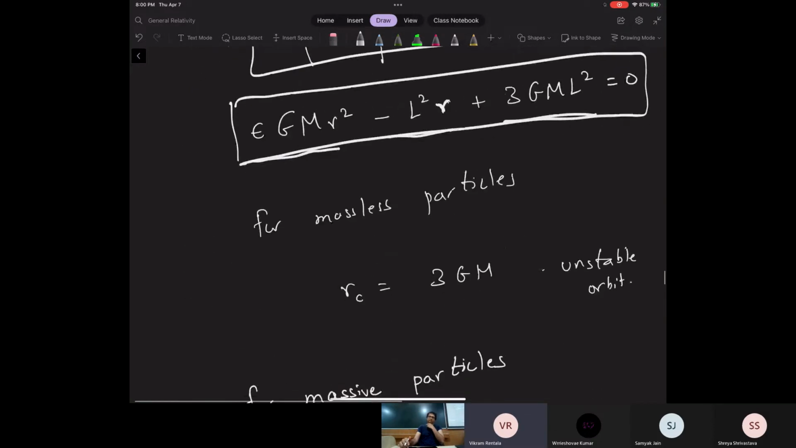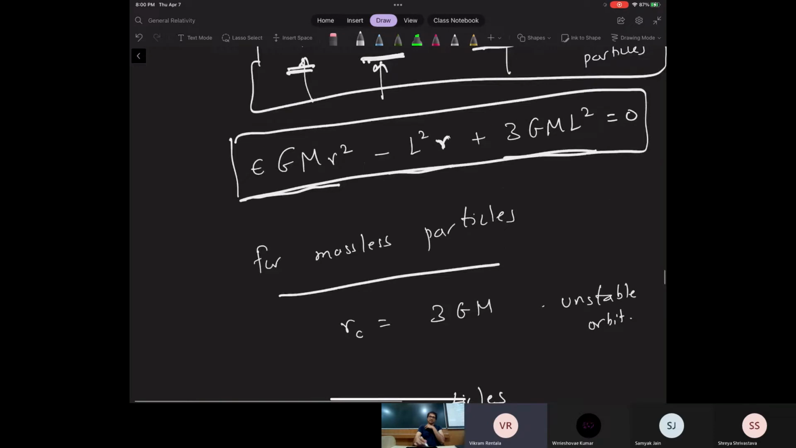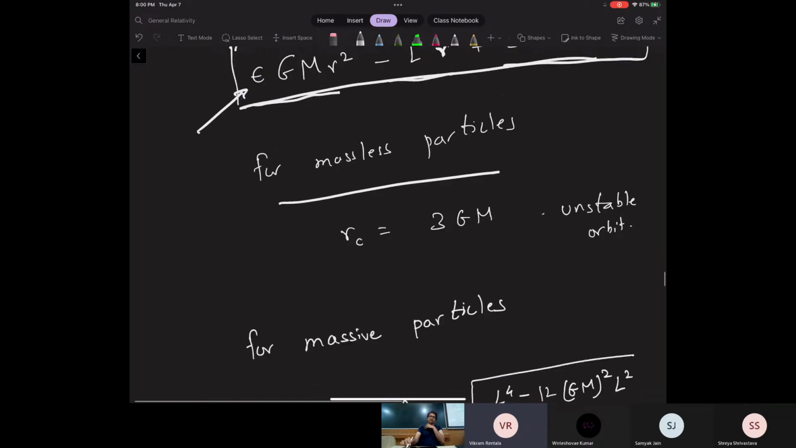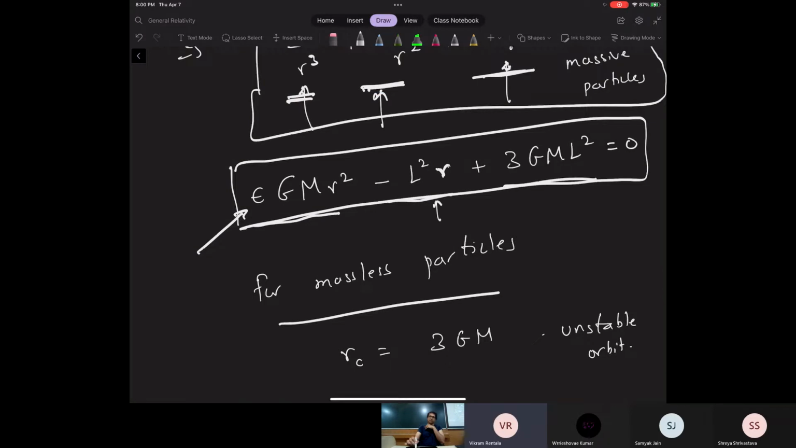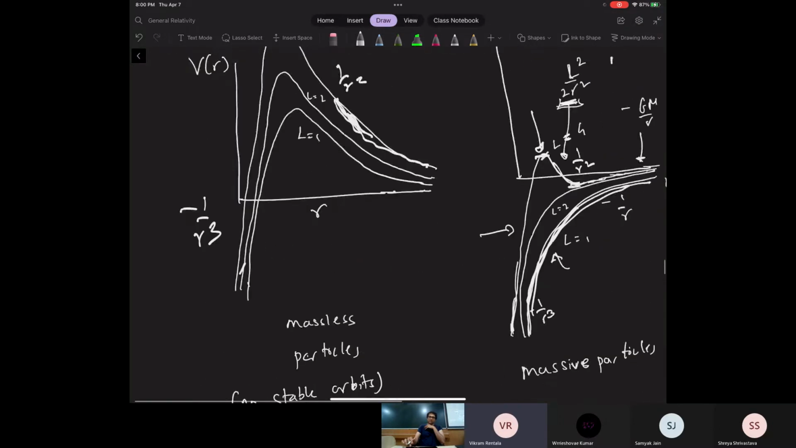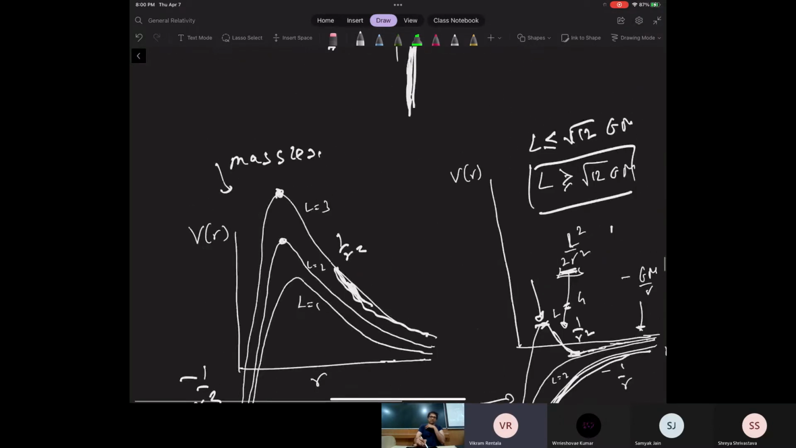For massless particles this epsilon is 0, and what will happen is that you will only have one solution, which is R is equal to 3 GM. R_C is 3 GM. This will correspond to a maxima. This is a local maxima, and this local maxima will be an unstable orbit. You can orbit at that location if your energy is exactly this value, but it will be unstable, which means with any small perturbation the massless particle will no longer orbit. It will shoot off to infinity.